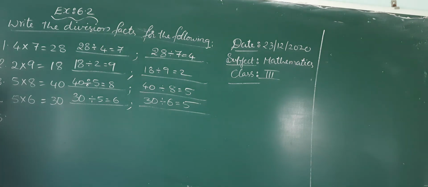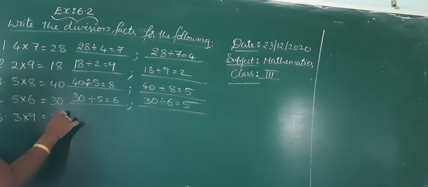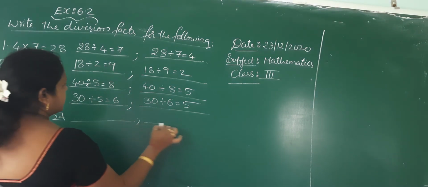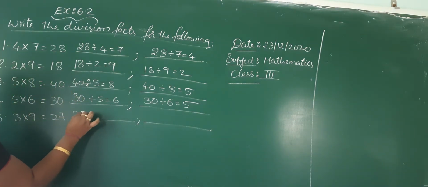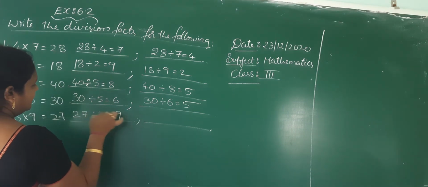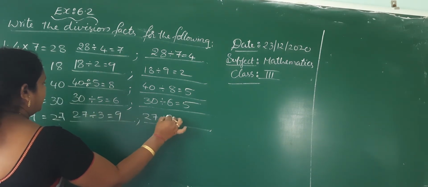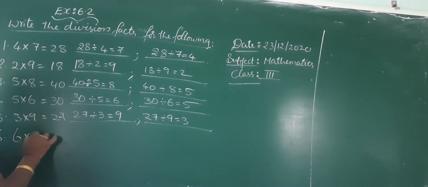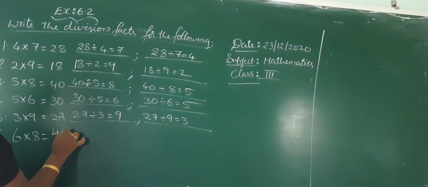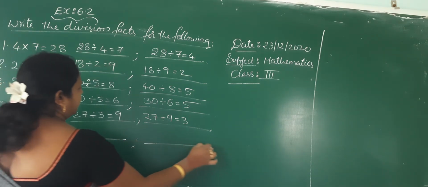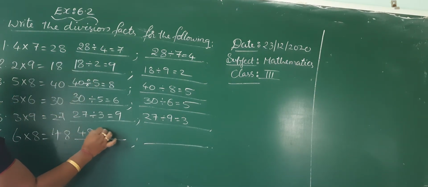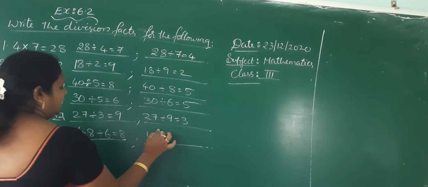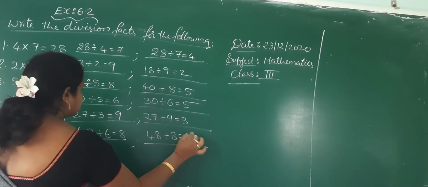See the fifth one. 3 into 9 equal to 27. 3 9s 27. Here they are asking us to write the division facts. This 27 divided by 3, you will get 9. And this 27 divided by 9, you will get 3. See the sixth one then. 6 8s 48. Write the division facts for that. So 48 divided by 6 equal to 8. 48 divided by 8 equal to 6.